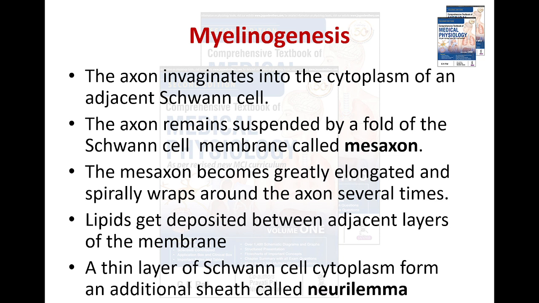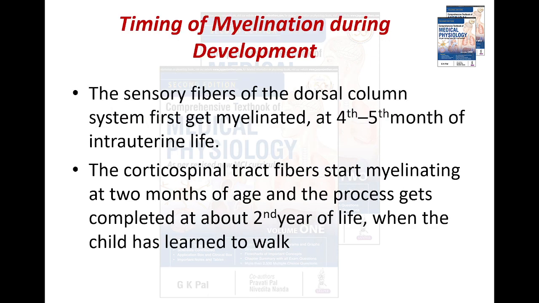Next is myelogenesis. The axon invaginates into the cytoplasm of an adjacent Schwann cell. The axon remains suspended by the folded Schwann cell membrane called the mesaxon. The mesaxon becomes greatly elongated and spirally wraps around the axon several times. Lipids get deposited between the layers, and a thin layer of cytoplasm remains, called the neurolemma. The sensory fibers from the dorsal column get myelinated in the fourth or fifth month of intra-uterine life. The corticospinal tract fibers start myelinating in the second year of life, when the child has learned to walk.